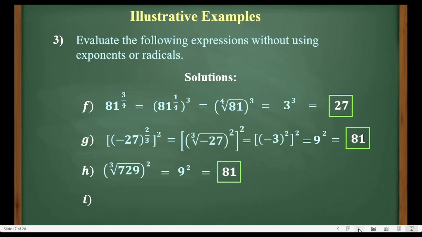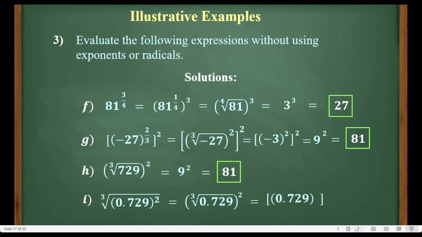Next, letter I. How about this one? Cube root of the quantity 0.729 squared. We can evaluate first the cube root of 0.729, then raise it to the second power. And inside will give us what? Okay. So, ginawang fractional exponent. So, 0.729 raised to 1/3 raised to the second power.